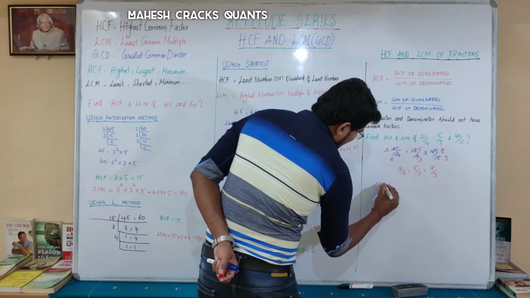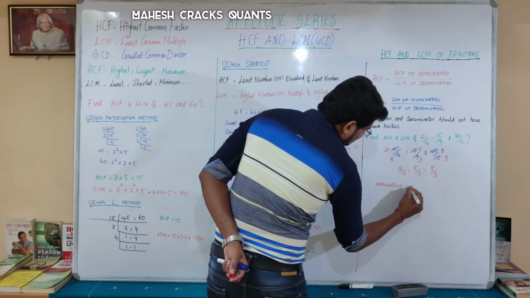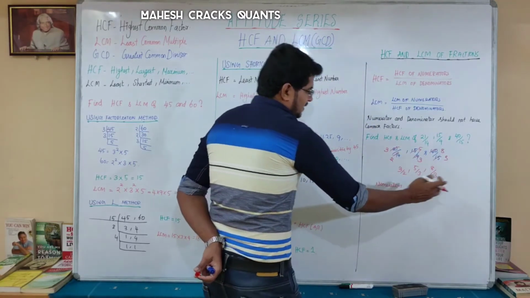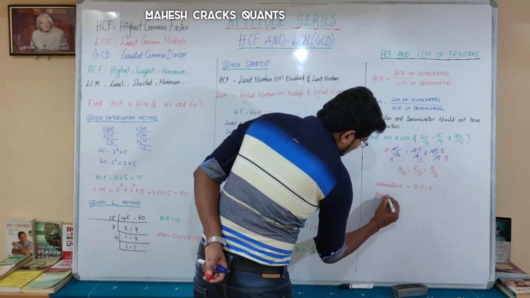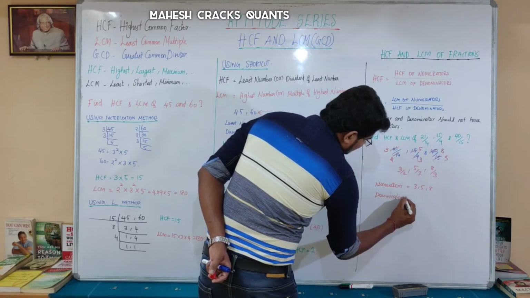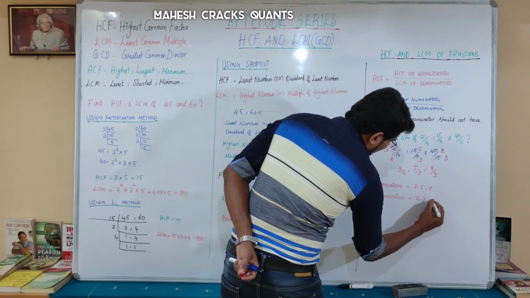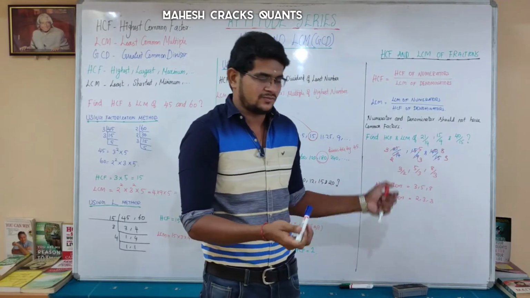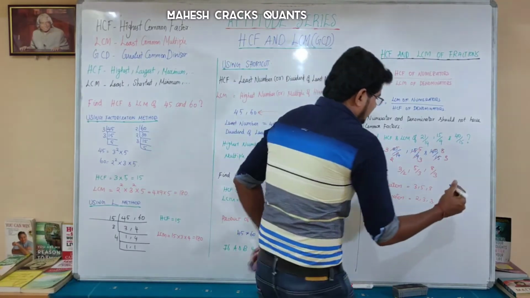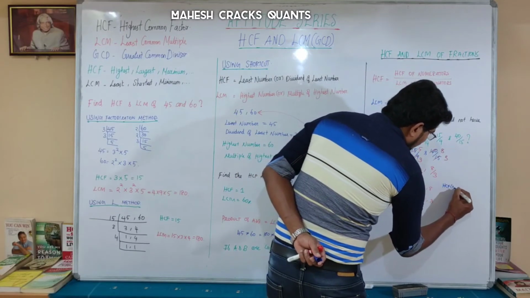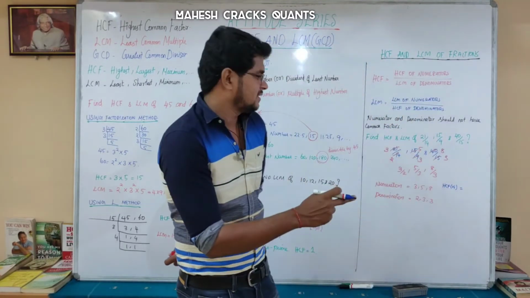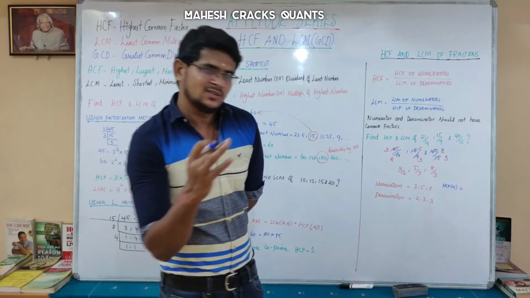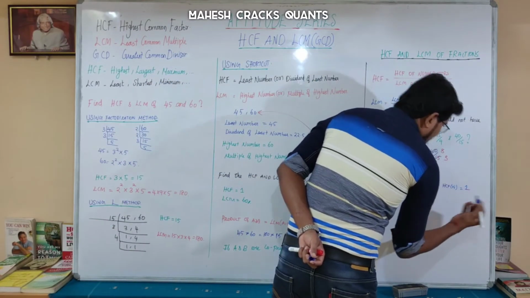What are the numerators here? 3, 5, 8. You have to find the LCM and HCF for the numerators, so you take these 3 numbers. What are the denominators? The denominators are 2, 3 and 3. You have to use these. So first, find the HCF of the numerators. What is common between 3, 5, 8? Is there any common factor? No. So the HCF of the numerators is 1.